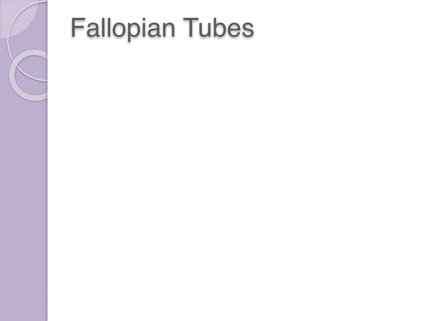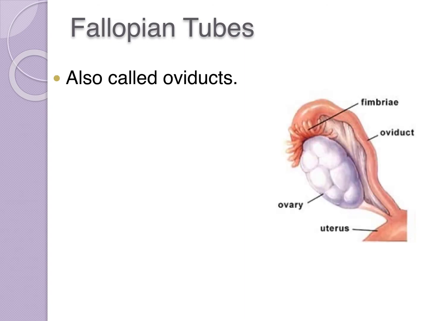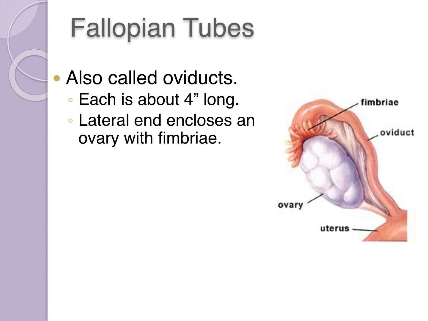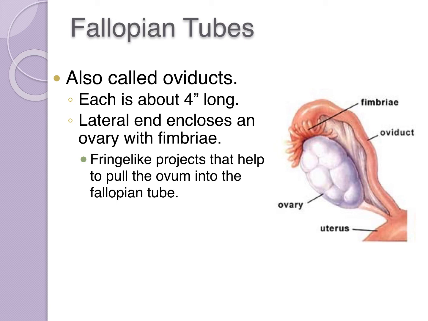Taking a look at those fallopian tubes, as I mentioned, these are called oviducts. So ovi meaning egg, duct, tube. So this is the tube that the egg's going to travel. In fact, it's about 4 inches long. The lateral end is going to enclose the ovary with these fringe-like projections known as fimbriae. The fimbriae work similar to that of cilia or flagella in the sense of they produce movement. And the movement they produce is meant to pull the ovum or the egg into that fallopian tube so it can travel along its normal path and normal journey, because the fimbriae aren't immediately attached to the ovary, even though it might look like that in this diagram.